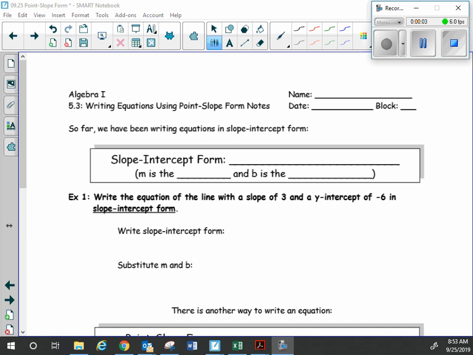So, starting with what we already know, which is slope-intercept form. What is slope-intercept form? Mx plus b. So go ahead and write in mx plus b, where m is the slope and b is the y-intercept. Okay.